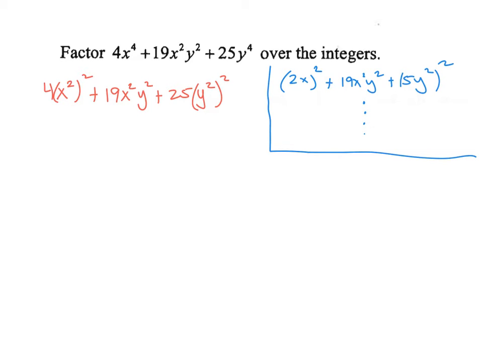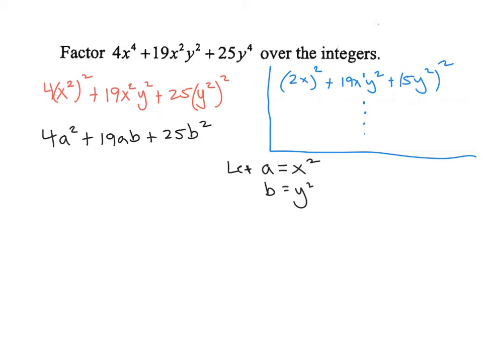To make this a little easier, I tend to like to substitute in variables in these intermediary stages to help a little bit. So I'm just going to call the x squared an a. I'm going to call the y squared a b. Might just make this look a little more presentable. So this therefore would be viewed as 4a squared plus 19ab plus 25b squared.